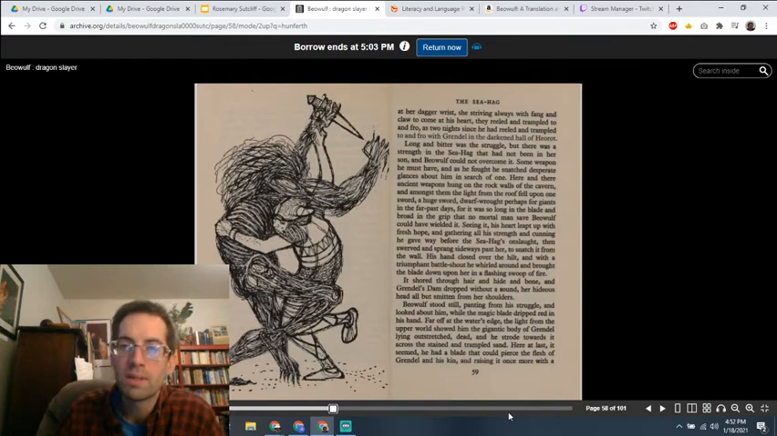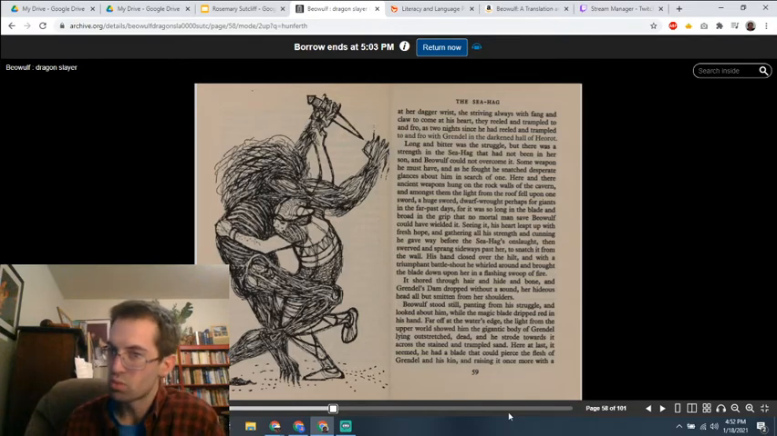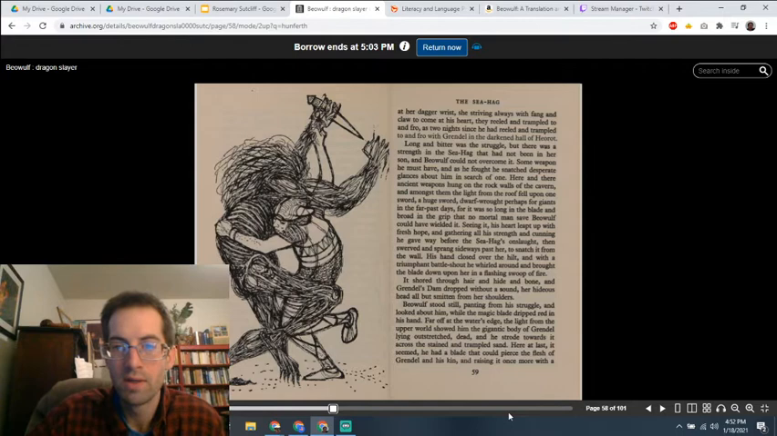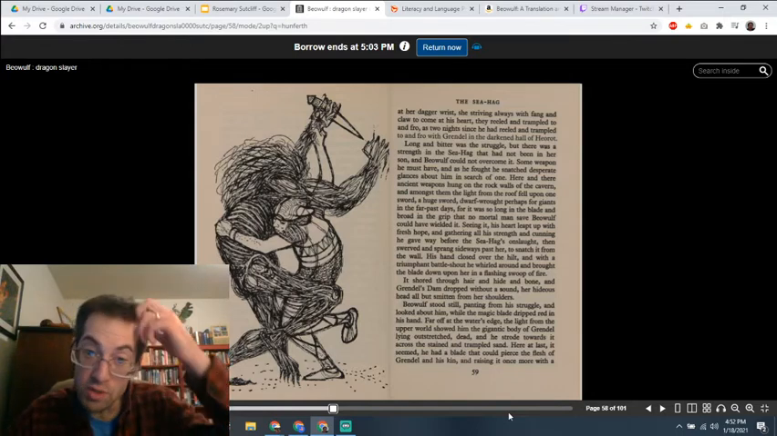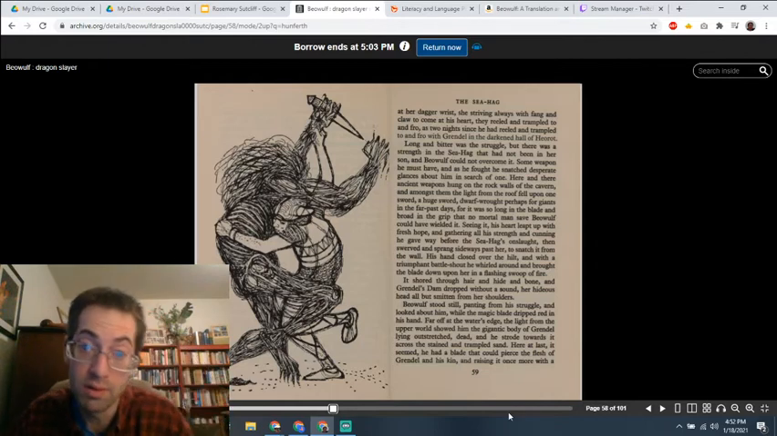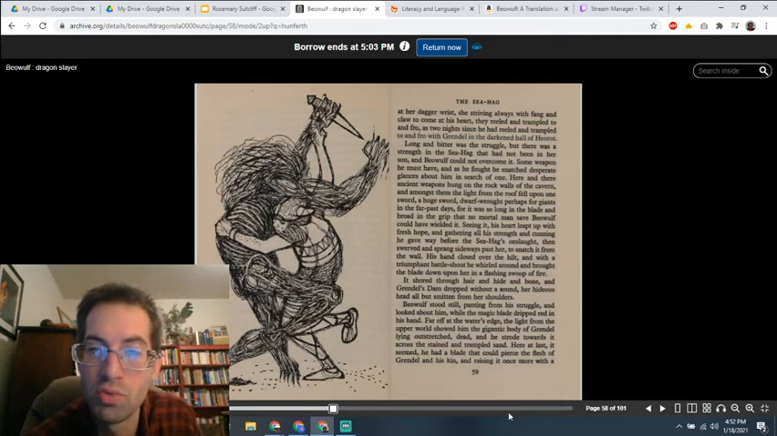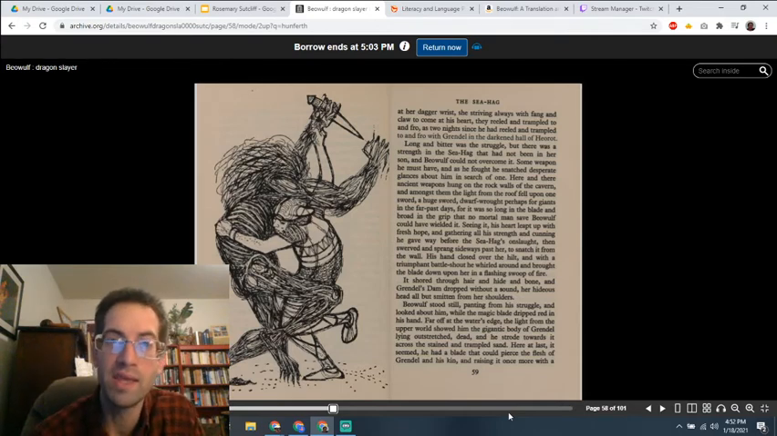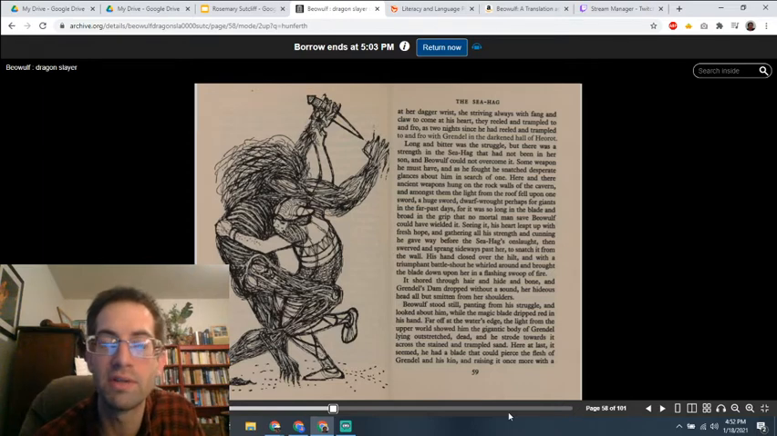Seeing it, his heart leapt up with fresh hope, and gathering all his strength and cunning, he gave way before the sea hag's onslaught, then swerved and sprang sideways past her to snatch it from the wall. His hand closed over the hilt, and with a triumphant battle shout, he whirled around and brought the blade down upon her in a flashing swoop of fire. So he uses this giant sword, a sword made perhaps for giants, we're told, in far past days.